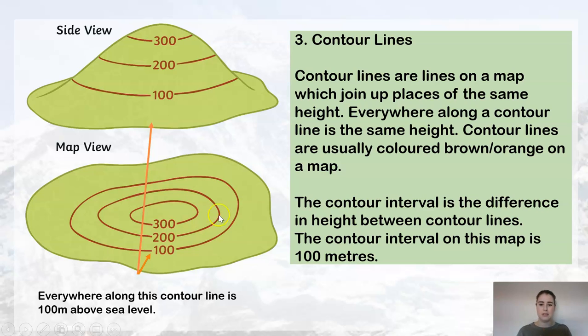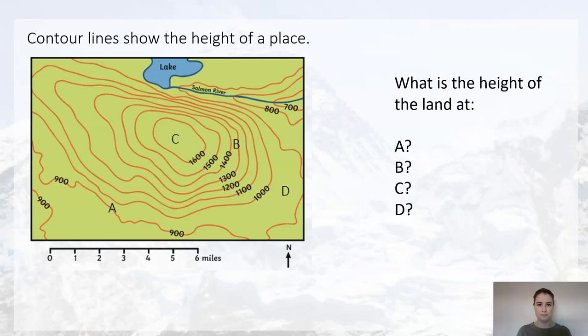Now the contour interval is the difference between the heights. So here this line represents this mountain or hill at 100 meters, this line represents it at 200, and this line at 300. On this map specifically, it's showing the interval as being 100 meters. So it's always important to make sure you read the keys that are given to you on a map as well.